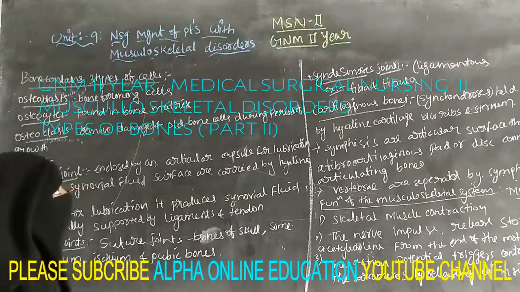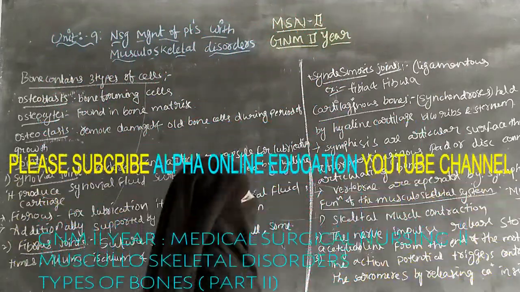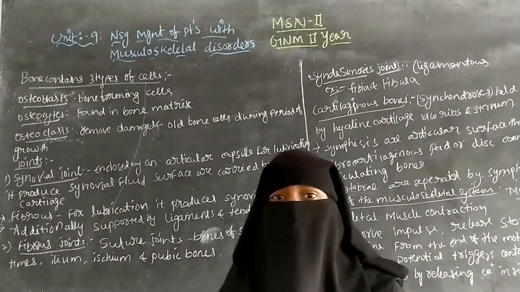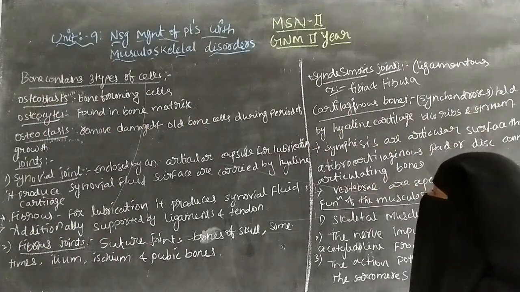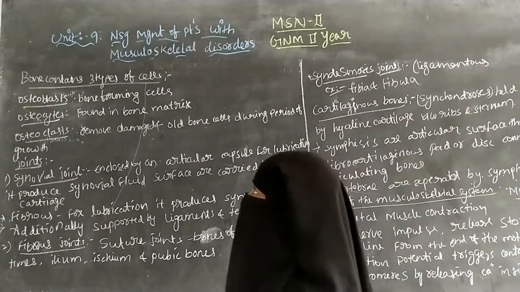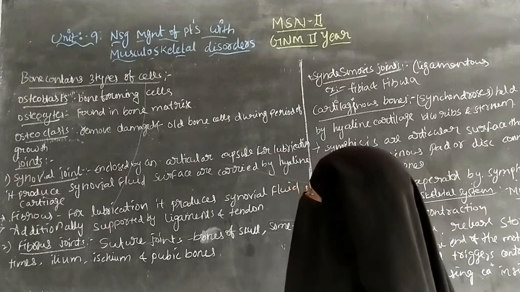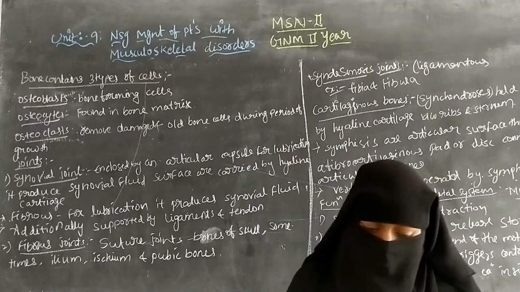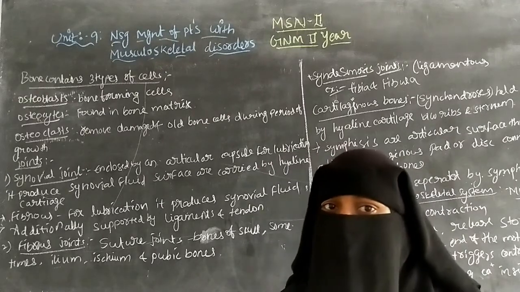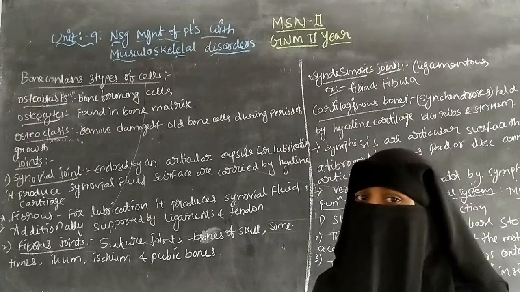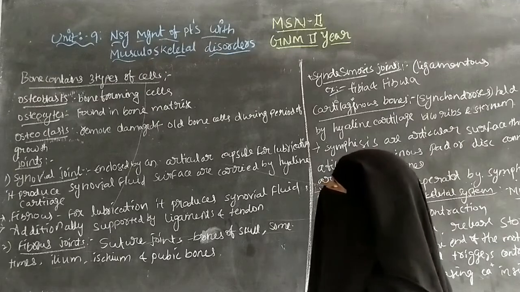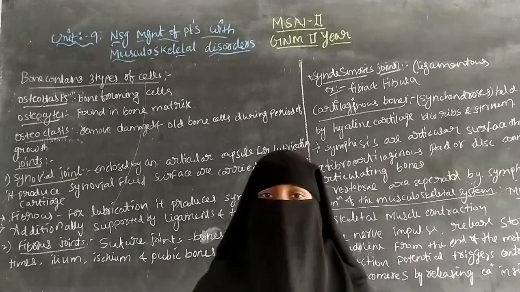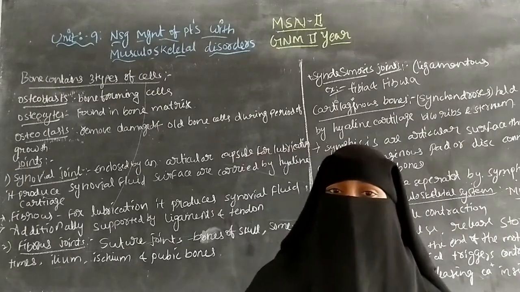Hi everyone, today I am going to discuss Medical Surgical Nursing 2 for the GNM first and second years. There is Unit 9, nursing management of patients with musculoskeletal disorders. So the chapter name is nursing management of patient with musculoskeletal disorder.